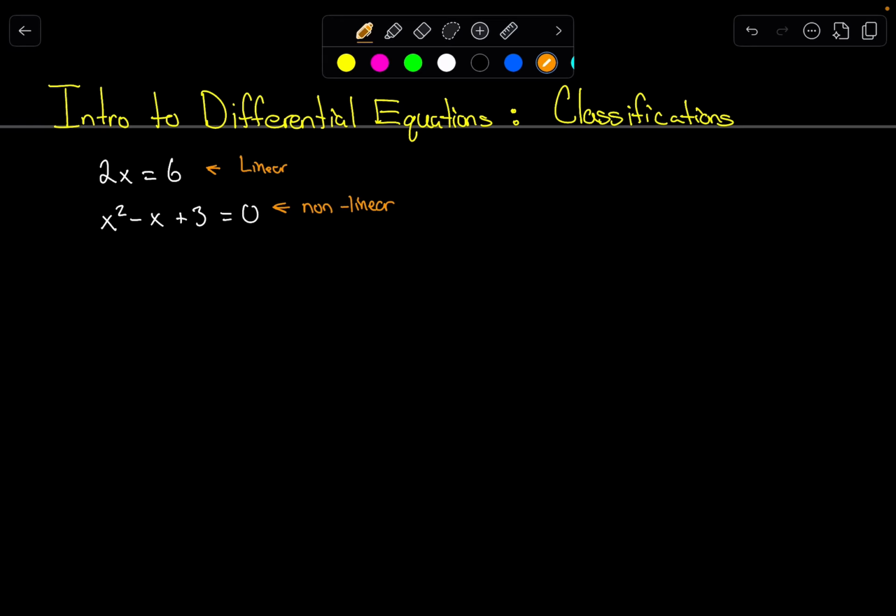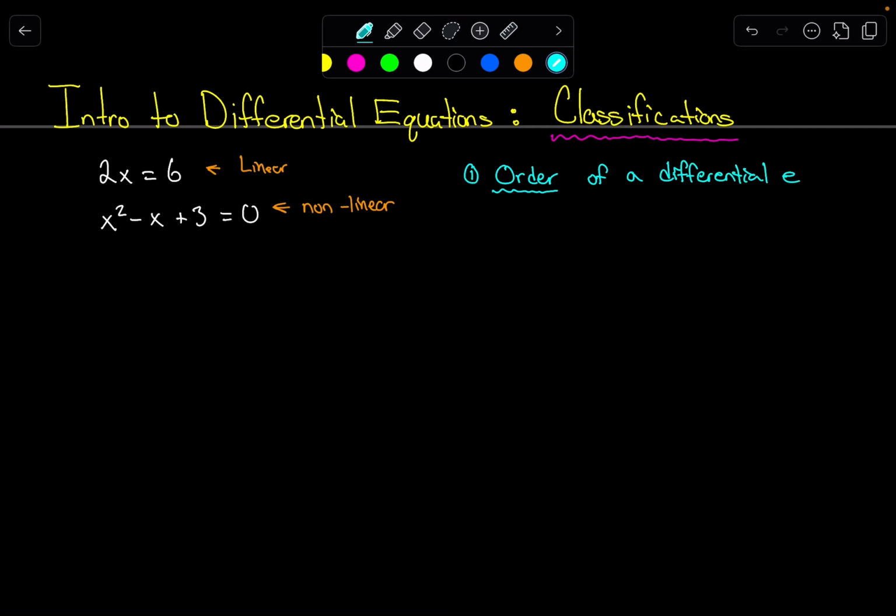And so differential equations are very similar in a lot of ways, in that we want to learn how to classify differential equations, because different classifications will give us access to different tools that we can use to actually solve differential equations down the road. And so, one of the very first tools that we have is what's called the order of a differential equation.